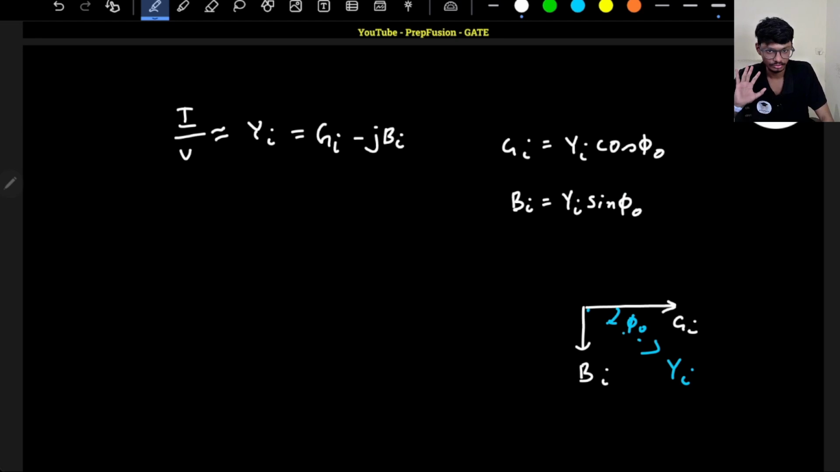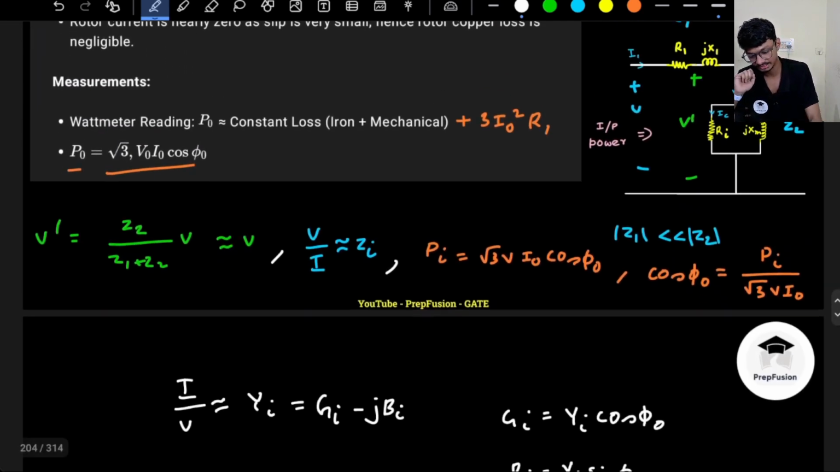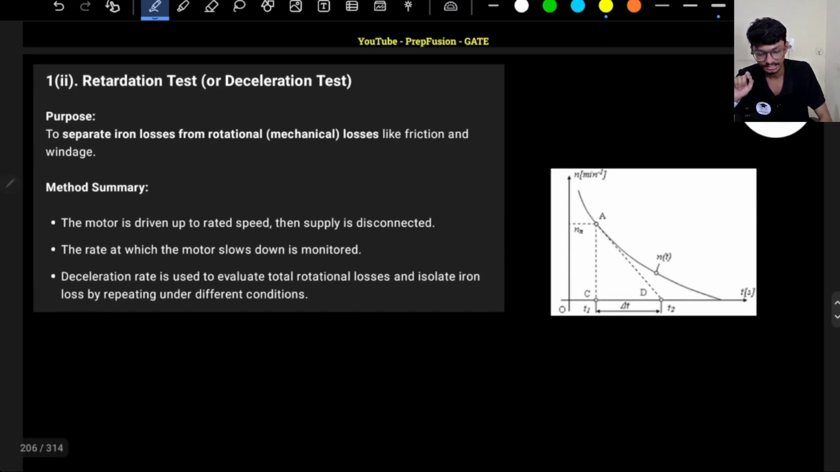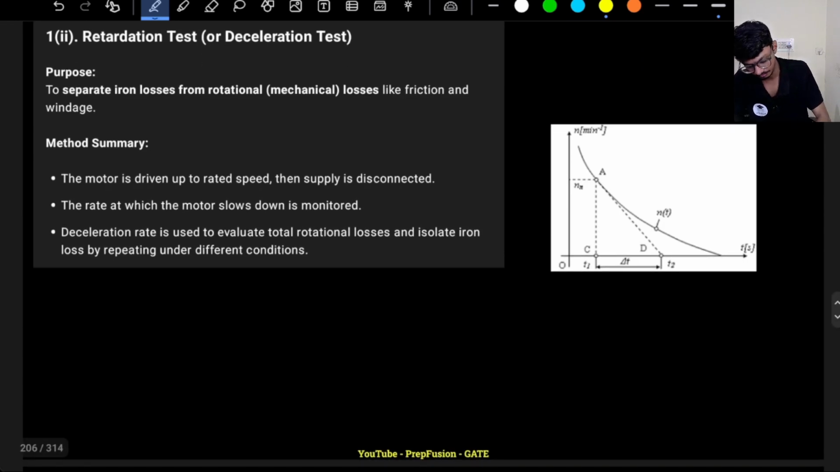So this is how you will find the shunt parameters, but the doubt still remains: how will I find this Pi? We will discuss this in the next test, the retardation test, also known as the deceleration test. If you remember, I will again take the fan example, that I have a fan here.